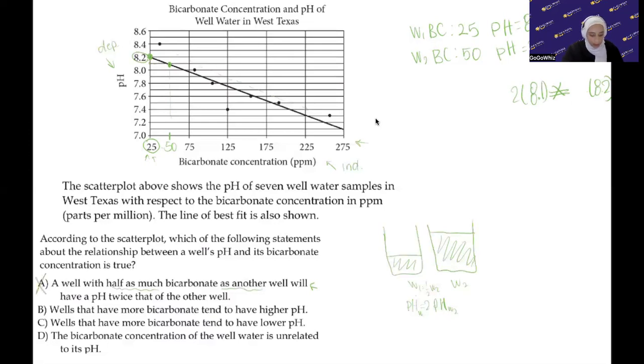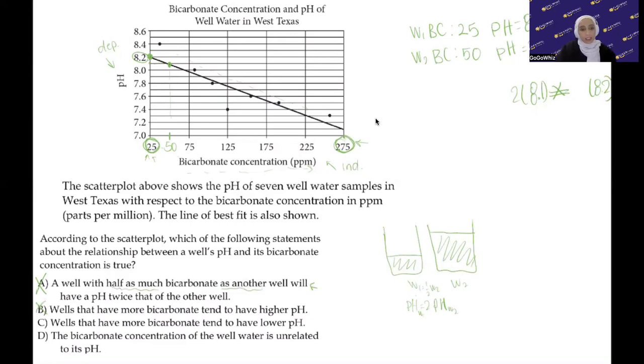Then the next one says wells that have more bicarbonate tend to have higher pH. So as bicarbonate concentration increases, we have a higher pH. If that were the case, then what I had at 25 should be less than what I have at 275, but that's not the case. So this one as well doesn't apply, right?